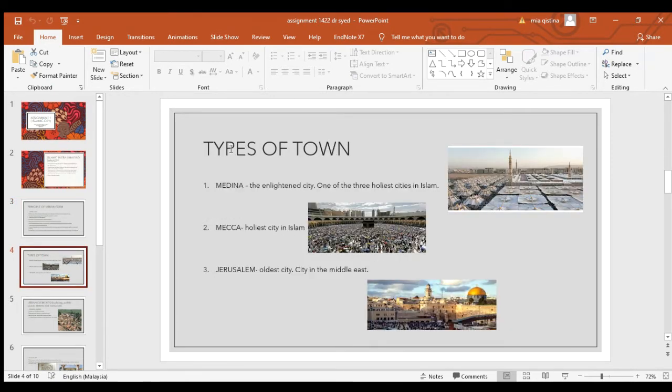Then I want to talk about types of town. I choose 3 types of town. First is Medina. It was the enlightened city. It's also one of the 3 holiest cities in Islam. This is my example of Medina. Second, I choose Mecca, the holiest city in Islam. This is the example picture. And third, I choose Jerusalem, the oldest city in the Middle East.